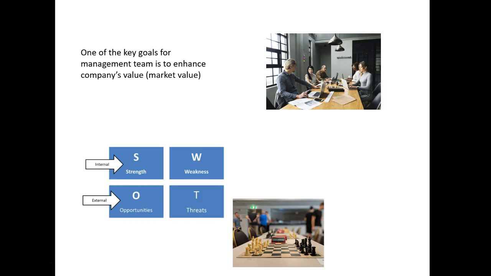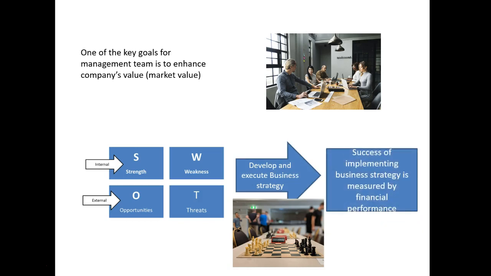The strength, the weakness, opportunity, and threat. The internal pieces of the SWOT are the strengths and weaknesses, which means, what are the strengths and what are the weaknesses. And externally, how are the external things factoring in, for example, the overall economy or overall change in demographics that they serve, technology, etc., and the competition. And based on that, they will develop a strategy. And the goal is that the success of implementing the business strategy will be measured by financial performance.